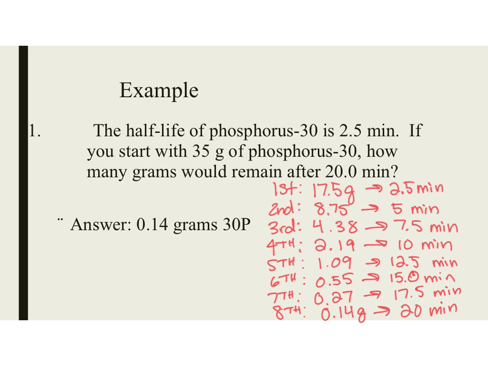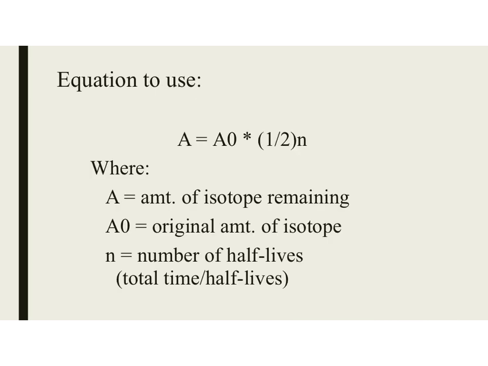So we can do this and just keep adding up the time and dividing the original sample in half, but I could have asked this question to get to 40 minutes. So doing this all the way up to 40 minutes can get kind of time consuming. So I'm thinking, is there a faster way for me to do this type of calculation without having to add up the time and divide the sample after each half-life? And the answer is yes.